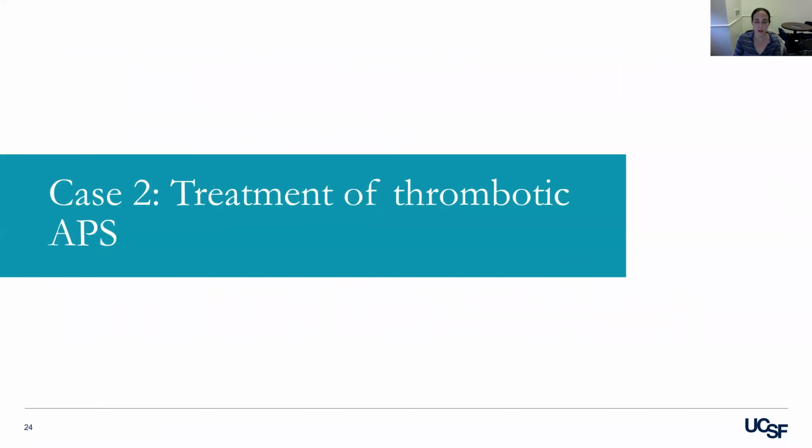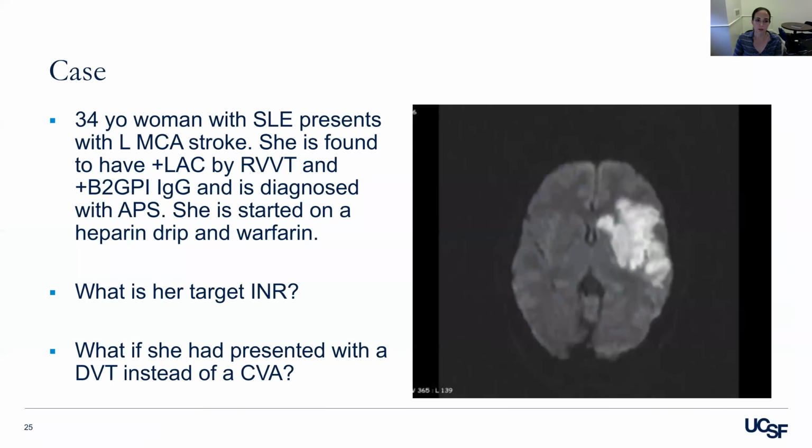So case 2, we're going to move on and talk about treatment of thrombotic antiphospholipid syndrome. So no longer talking about primary prevention, but now talking about secondary prevention. So we have a 34-year-old woman with lupus who presents with a left MCA stroke.